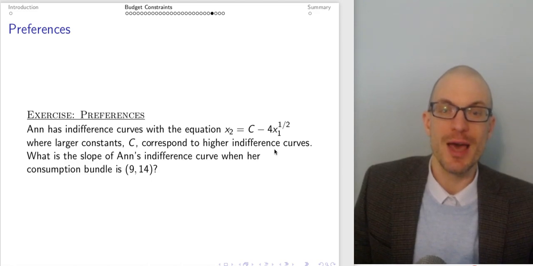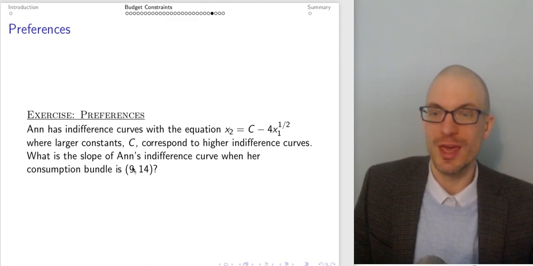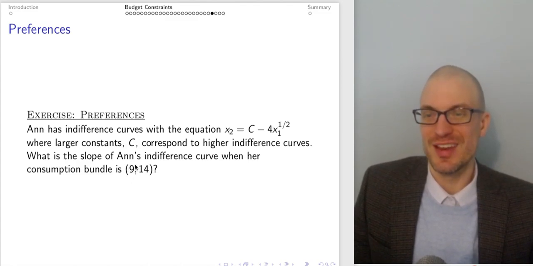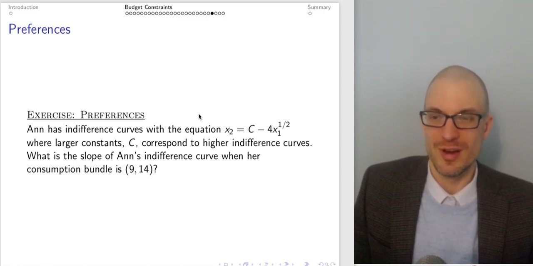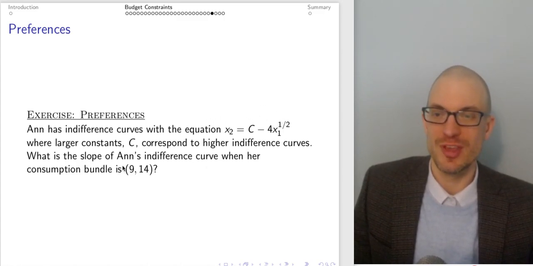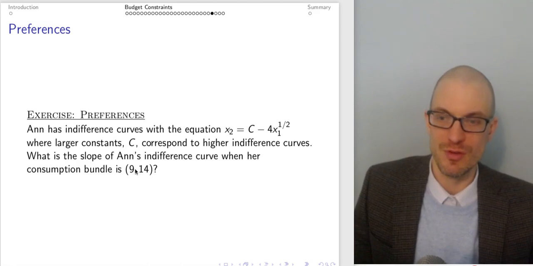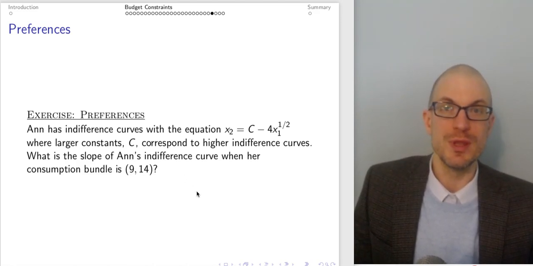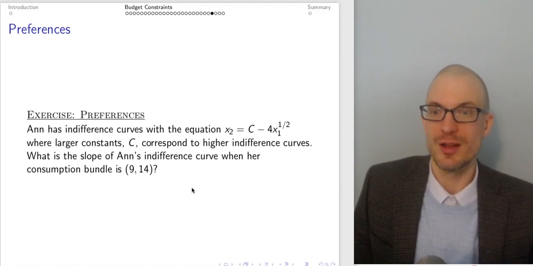So I'm going to have a minus 1/2 to the negative square root power. Okay, let's take 9, and then 9 raised to the negative square root power. The slope of Ann's indifference curve, if you evaluate at the point 9, or for x1 equal to 9, will be negative 2/3. So you can go ahead and verify.